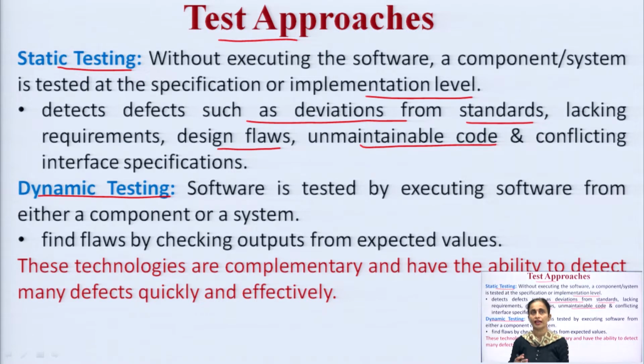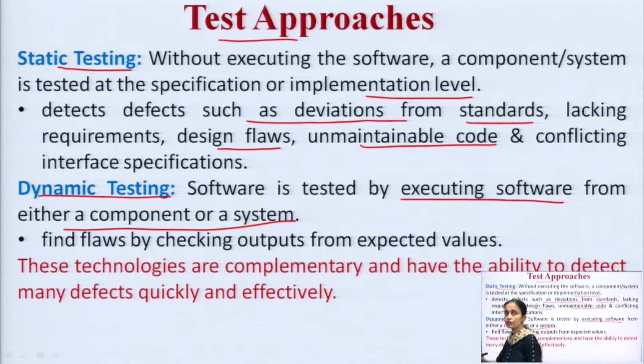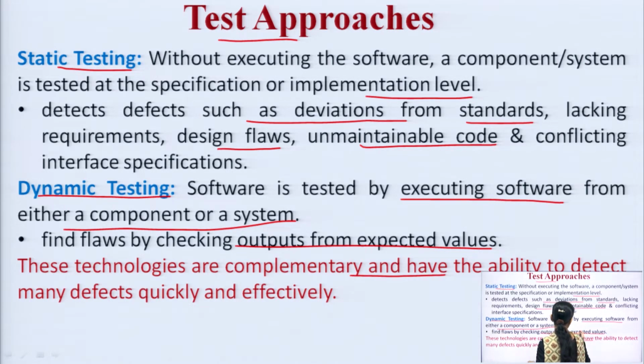Then moving on to dynamic testing, the software is tested by executing it, either on different components or on the entire system. It finds defects by checking the output against the expected values. So, will there be a deviation? That is what dynamic testing will tell us. These two techniques are complementary to each other, they have the ability to detect defects as quickly as possible, and they are very effective.